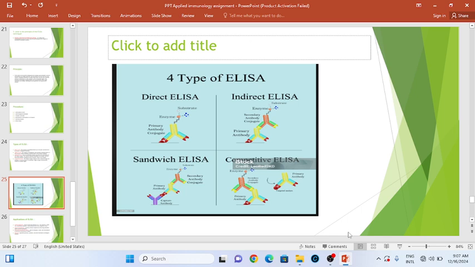And in competitive, we have a coated antigen and we are looking for antigen, meaning they will compete to bind, there is a competition, which is why this is called a competitive ELISA.